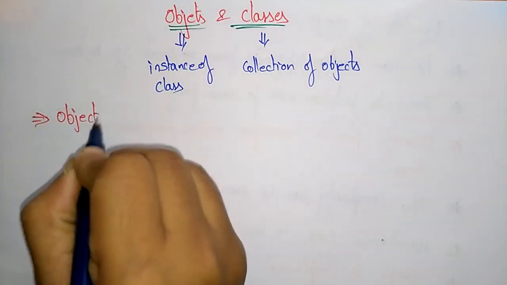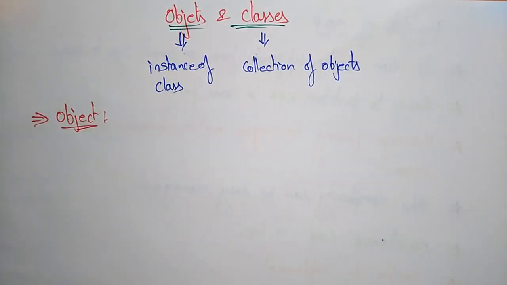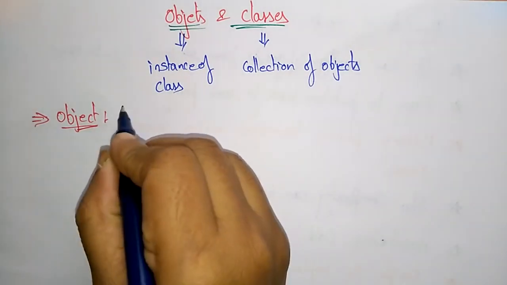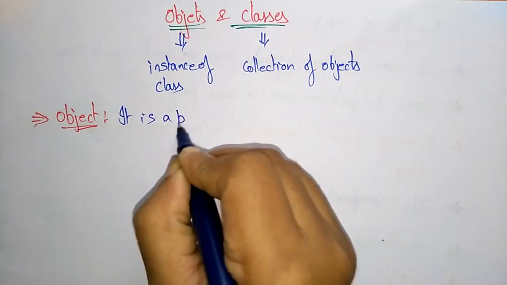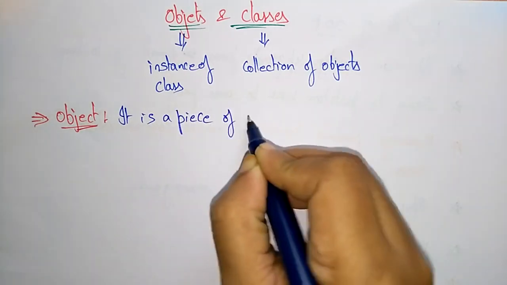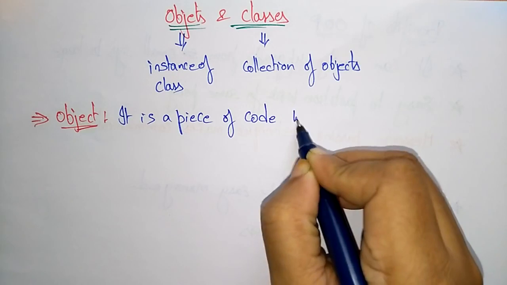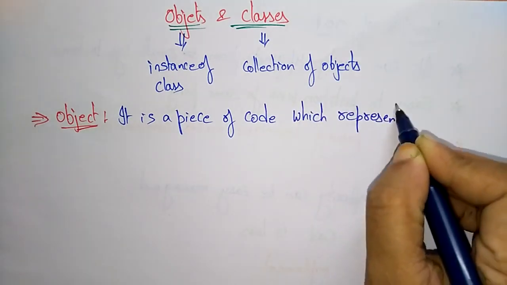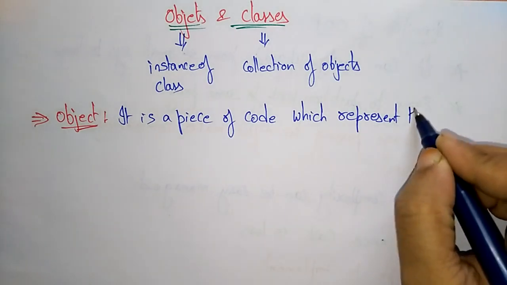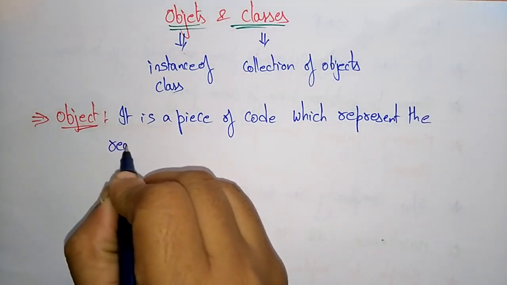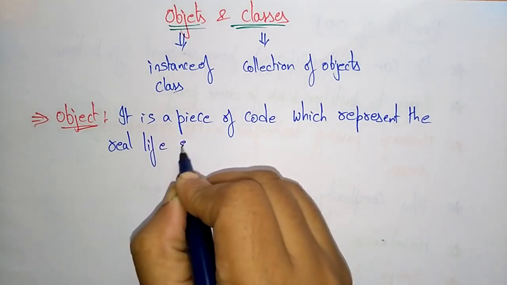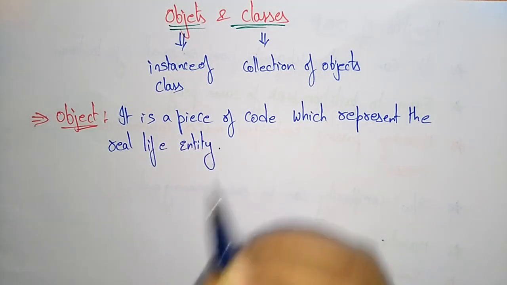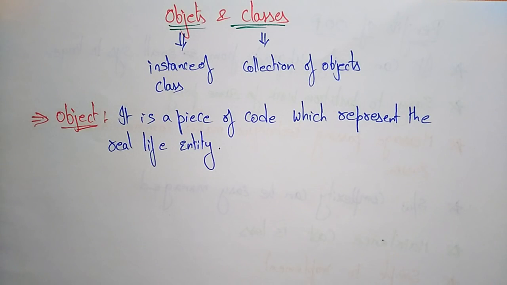Object. An object is a piece of code which represents the real life entity. Okay. So object is nothing but a piece of code which represents the real life entity.